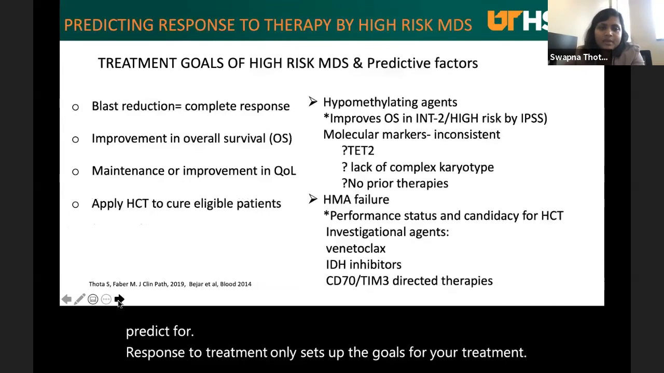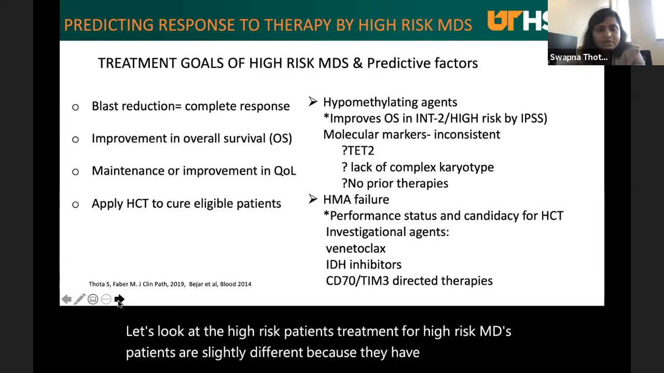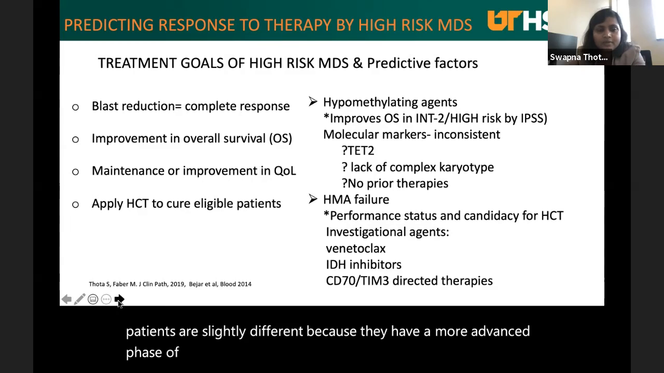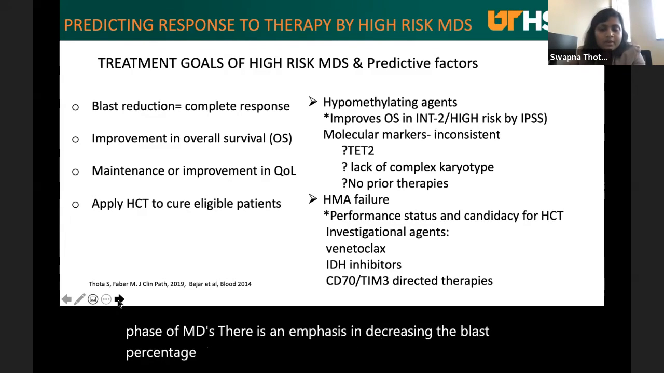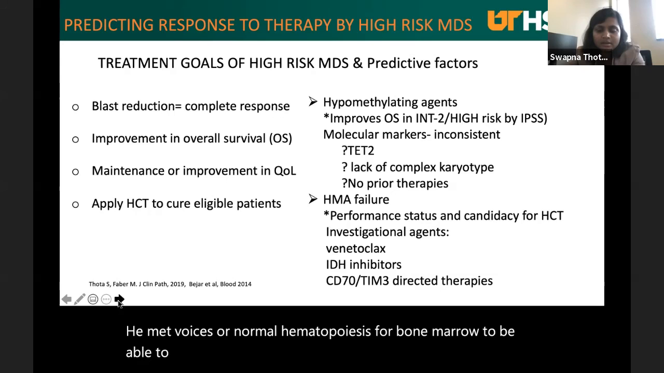Let's look at the high-risk patients. Treatment for high-risk MDS patients is slightly different because they have a more advanced phase of MDS. There is an emphasis on decreasing the blast percentage to restore normal hematopoiesis, for your bone marrow to be able to make healthy blood cells. So there is emphasis on blast reduction.